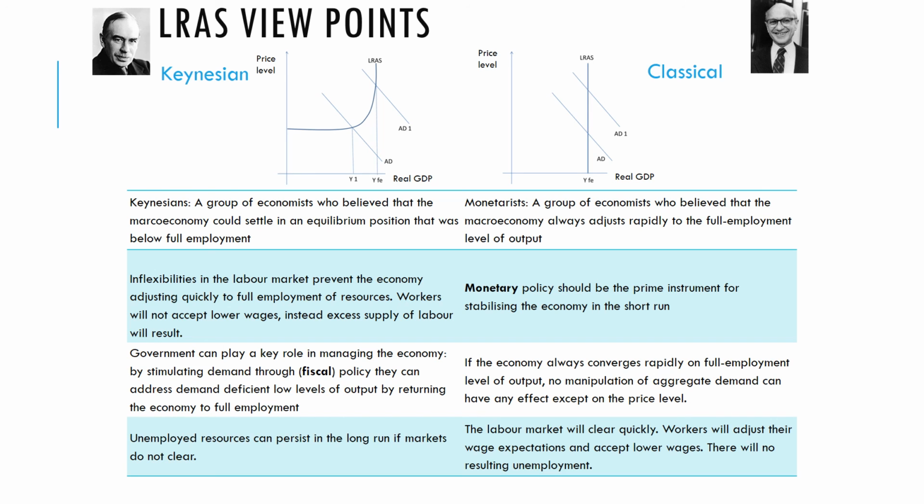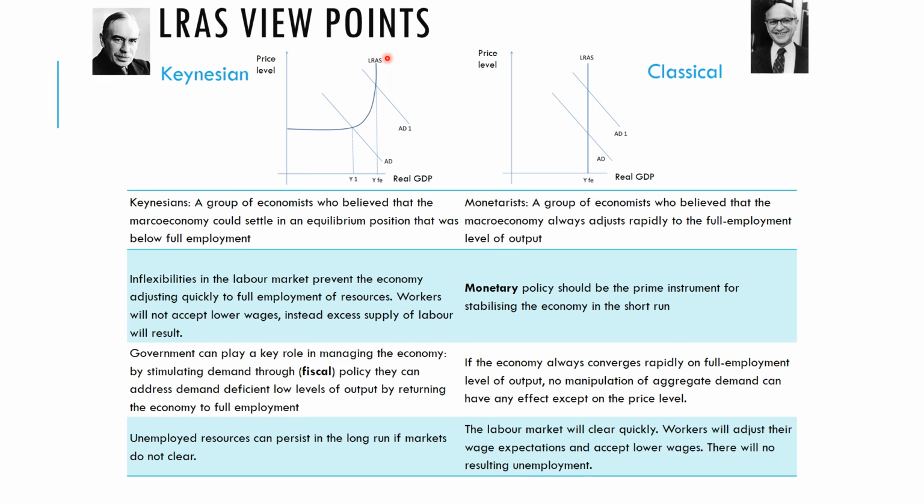So a comparison of the two viewpoints, and it might be worth taking a screenshot of this, printing it out and putting it in your notes. The classical view on the right-hand side said that in the long run, the economy should always revert to the full employment level of output. And any changes in demand will only lead to a change in the price level, not how much is being produced. The only way you can change how much is being produced is through supply measures, only through changing the level of aggregate supply.